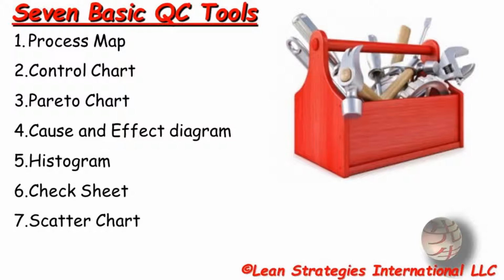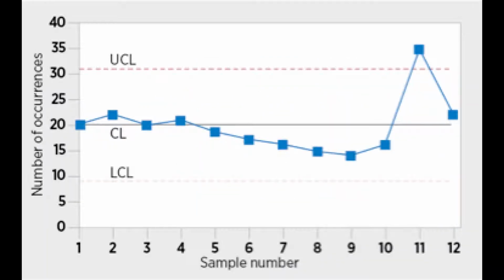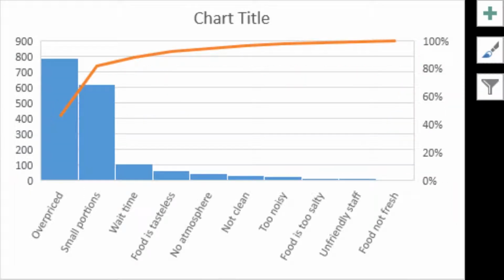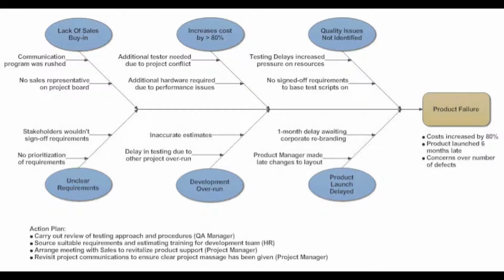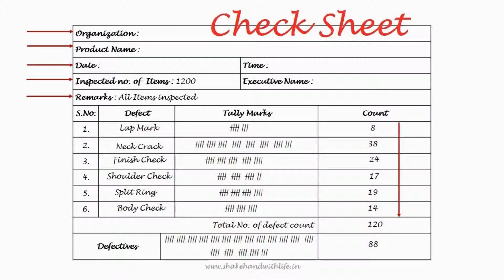processes, products, and systems. The 7 tools are the process map, which may be a flow process chart or a simple process chart. The control chart, also known as the process control chart. The Pareto chart or the Pareto diagram. The cause and effect diagram, commonly referred to as a fishbone diagram for its fish-like resemblance, or Ishikawa diagram after the founder Kaoru Ishikawa. The histogram, the check sheet, and last but not least, the scatter chart.